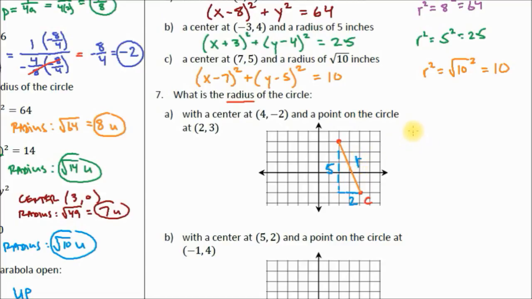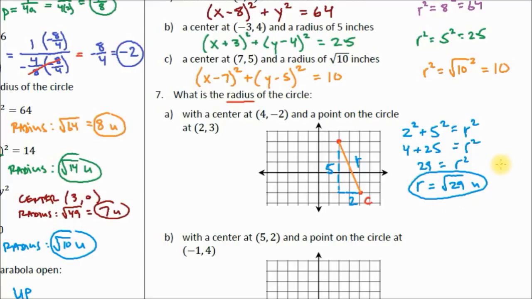That's r. So all I got to do is write 2 squared plus 5 squared equals radius squared. 4 plus 25 equals radius squared. 29 equals radius squared. Square root both sides and you end up with r is the square root of 29. That's not a perfect square, so there is our final radius. Square root of 29. All right, next one.